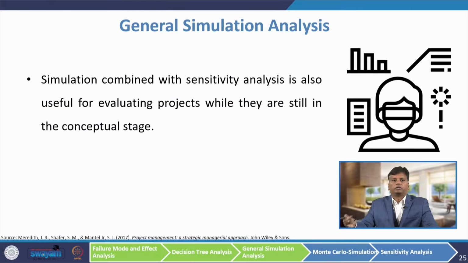Now, we will talk about a very popular way of analyzing risk, that is called simulation. Simulation combined with sensitivity analysis is also useful for evaluating projects while they are still at the conceptual stage, before launching the product. It happened for Chandrayaan-3 also. Before the soft landing of Chandrayaan-3, they did so many simulations on the earth by considering all the moon conditions. In the same way, for each project at the conceptual stage, we can do the simulation and see how the project outcome will be for different scenarios.